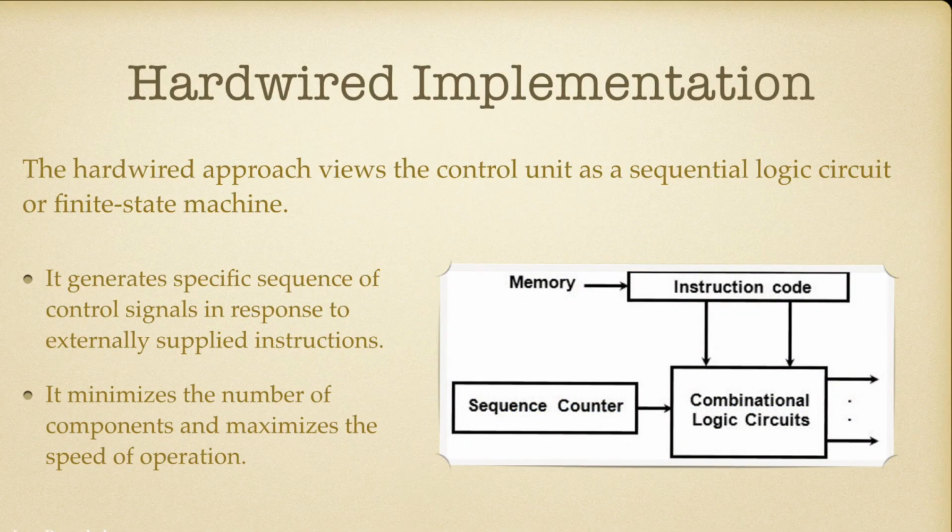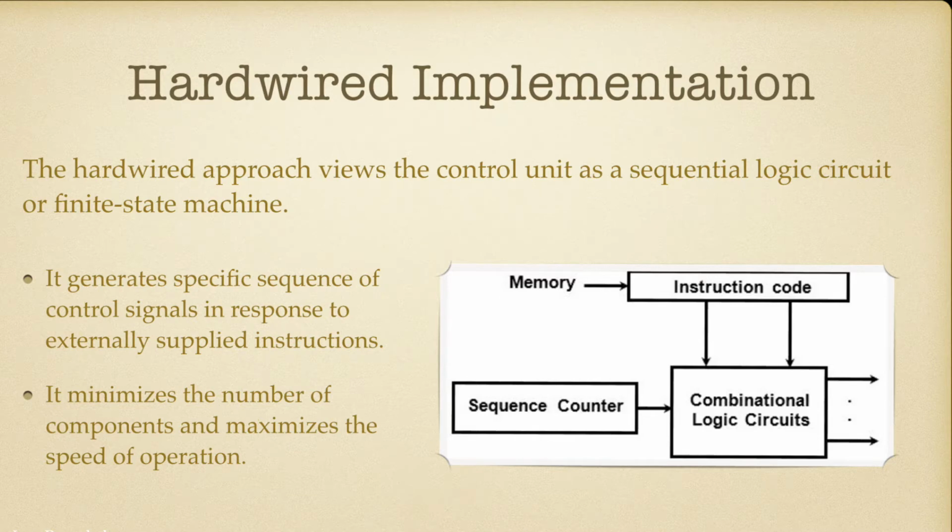Now we will discuss in detail hardwired implementation. The hardwired approach views the control unit as a sequential logic circuit or finite state machine. It generates a specific sequence of control signals in response to externally supplied instructions. So the control unit will produce a sequence of signals in response to externally supplied instructions, that are through the instruction code. It minimizes the number of components and maximizes the speed of operation.